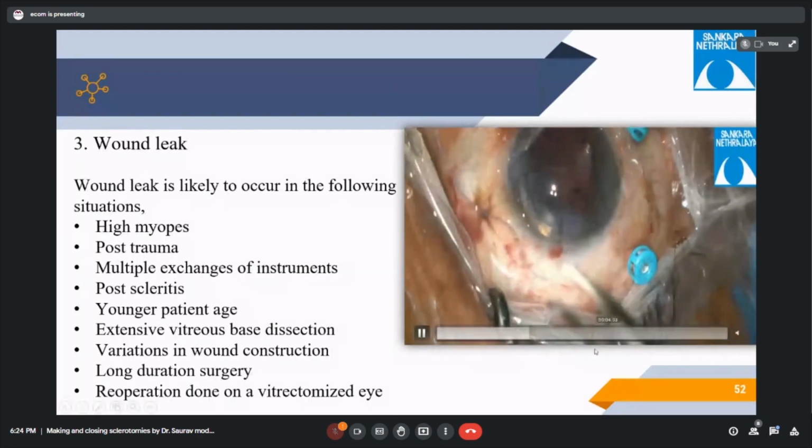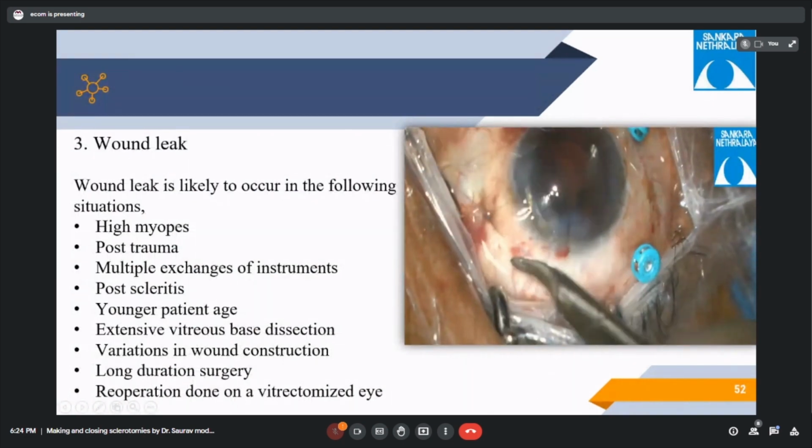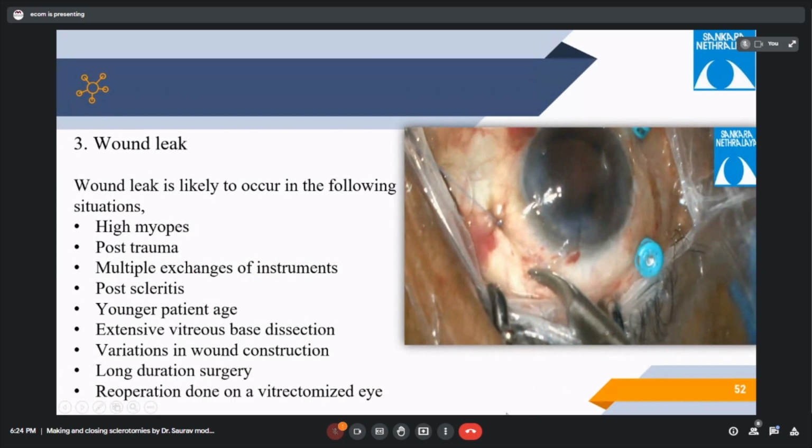Wound leak. This video shows a wound leak. Usually, wound leak is likely to occur in some cases, so one needs to predict it beforehand and plan accordingly regarding the wound closure. Such situations are high myopes, post-trauma cases, post-scleral buckle cases, when there is extensive vitreous base dissection, and longer duration of surgery.